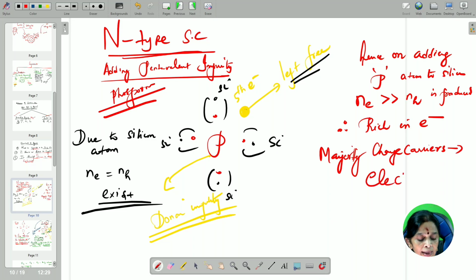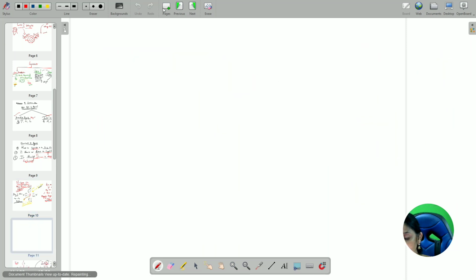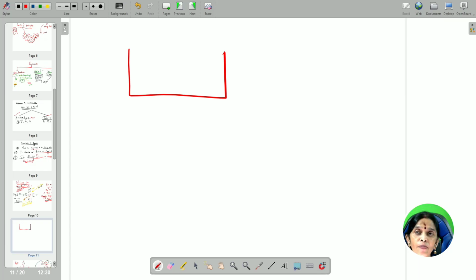Electrons are rich over here. Easily it can be removed out and then it can go to the conduction band. So therefore I am going to modify this. Since it has a tendency to donate the electron, therefore it is called donor impurity. Hence here the N-type semiconductor produces an additional energy level.